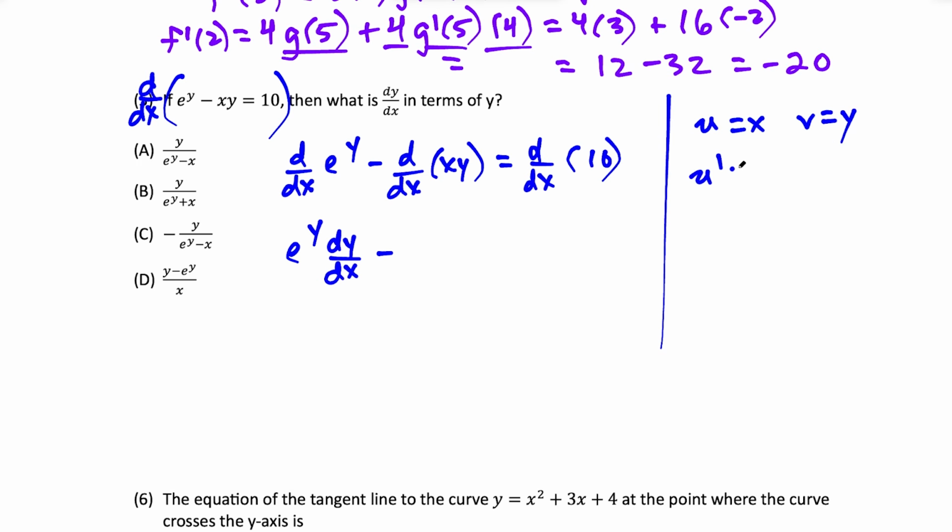So then u prime is equal to 1, and v prime, the derivative with respect to x of y, is 1 times dy/dx. So now we apply the product rule, and I'm going to have to write this in parentheses here. So we have minus the derivative with respect to x of xy, which is x times dy/dx, and then next we have plus 1 times y, which is y.